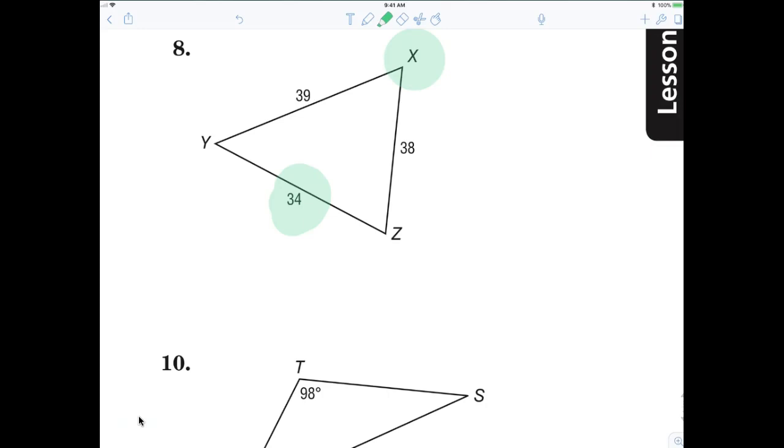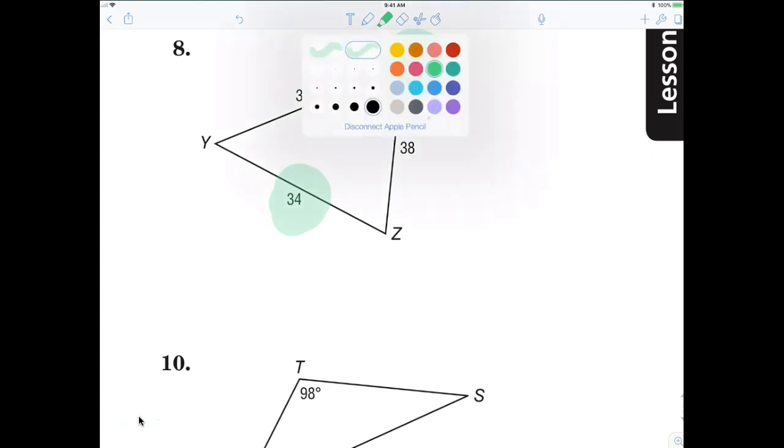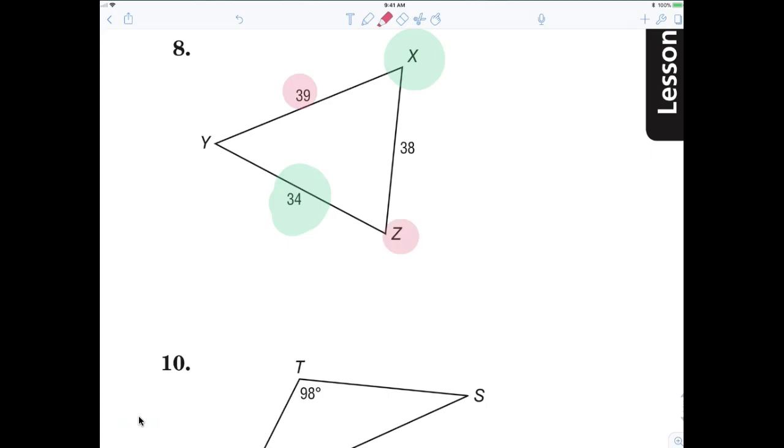That's all it is. Because remember, the length of the side is determined by how big the angle is. So 39 goes with Z, and 38 goes with Y. That's what that is. The smallest side gives you the smallest angle. So the smallest angle would be brilliant.